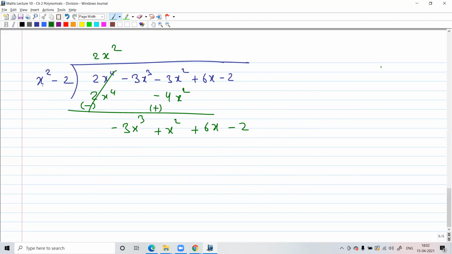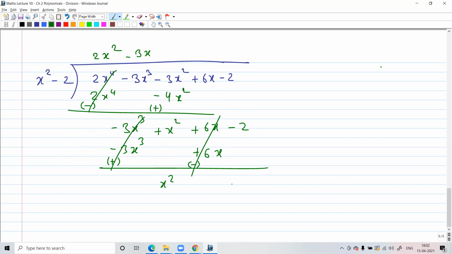What should be our next step? x square and then x cube. So what do I have to multiply to make it 3x cube? I'll have to make minus 3x, so that it becomes minus 3x cube. And then minus 3x into 2 will become plus 6x. As you can see, this plus will become minus, minus will become plus. So both of these become 0. What's remaining? x square and minus 2.